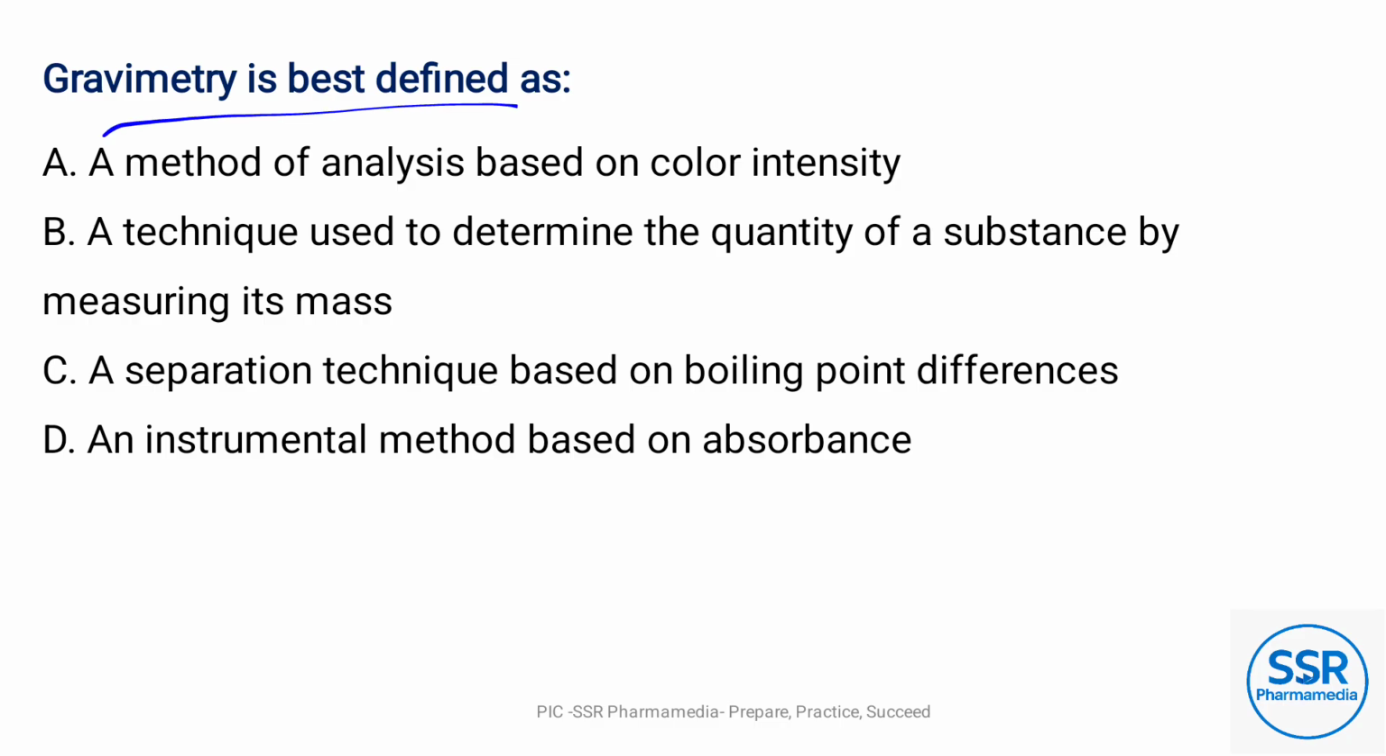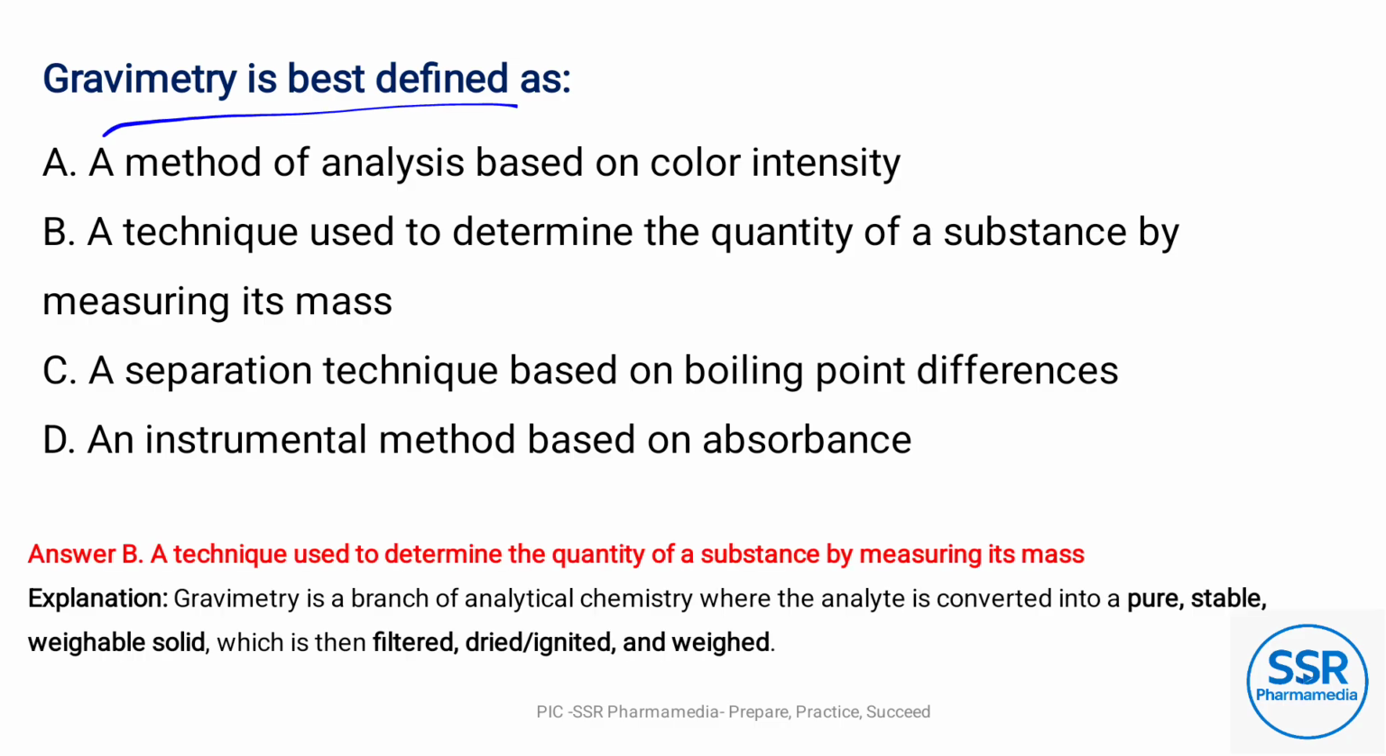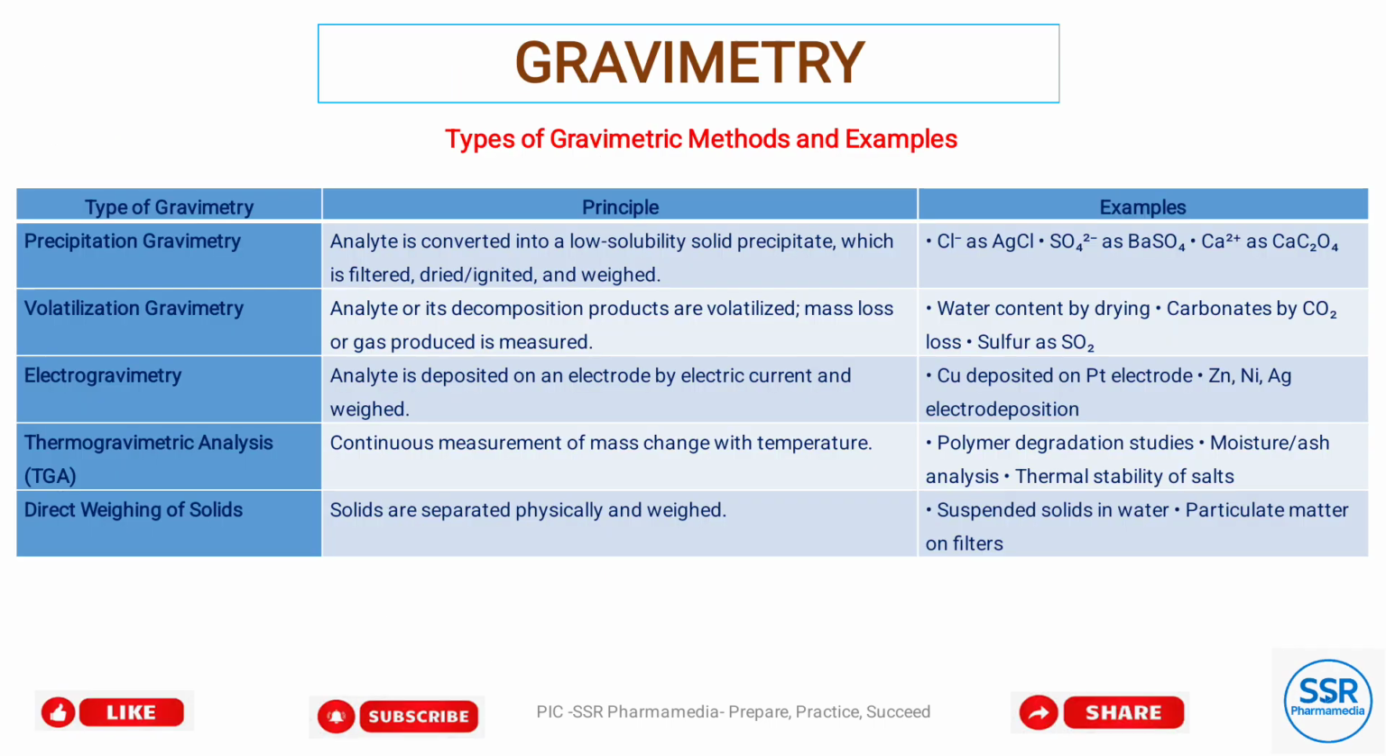Gravimetry is best defined as, option B is the answer, a technique used to determine the quantity of a substance by measuring its mass. Now, types of gravimetric methods and examples: precipitation gravimetry, volatilization gravimetry, electrogravimetry, thermogravimetric analysis, and direct weighing of solids. These are all the types of gravimetry.